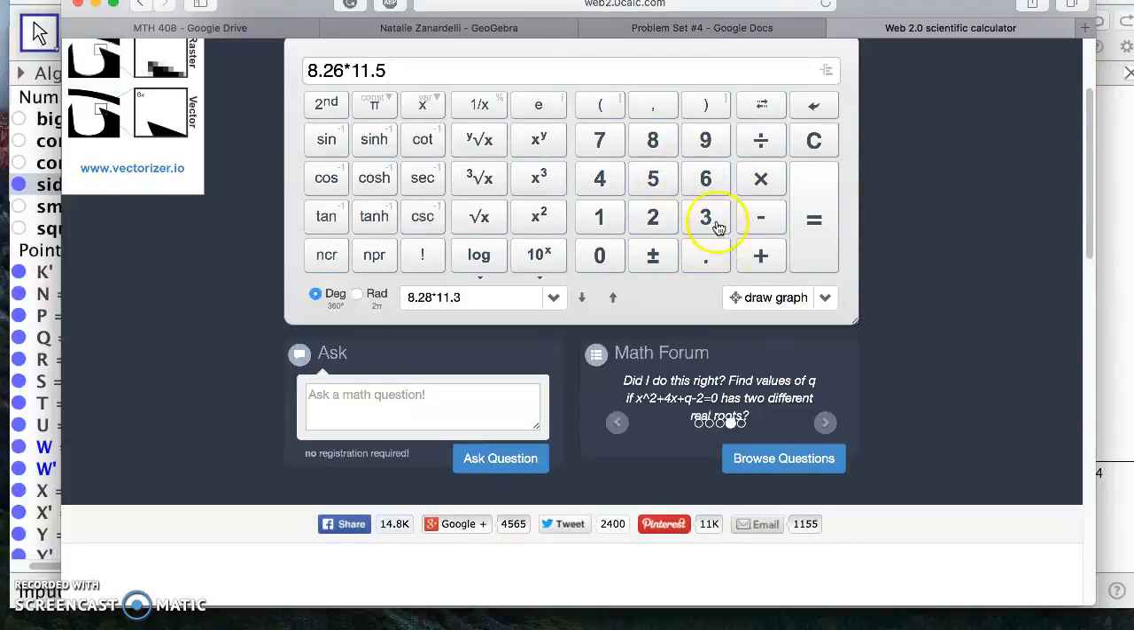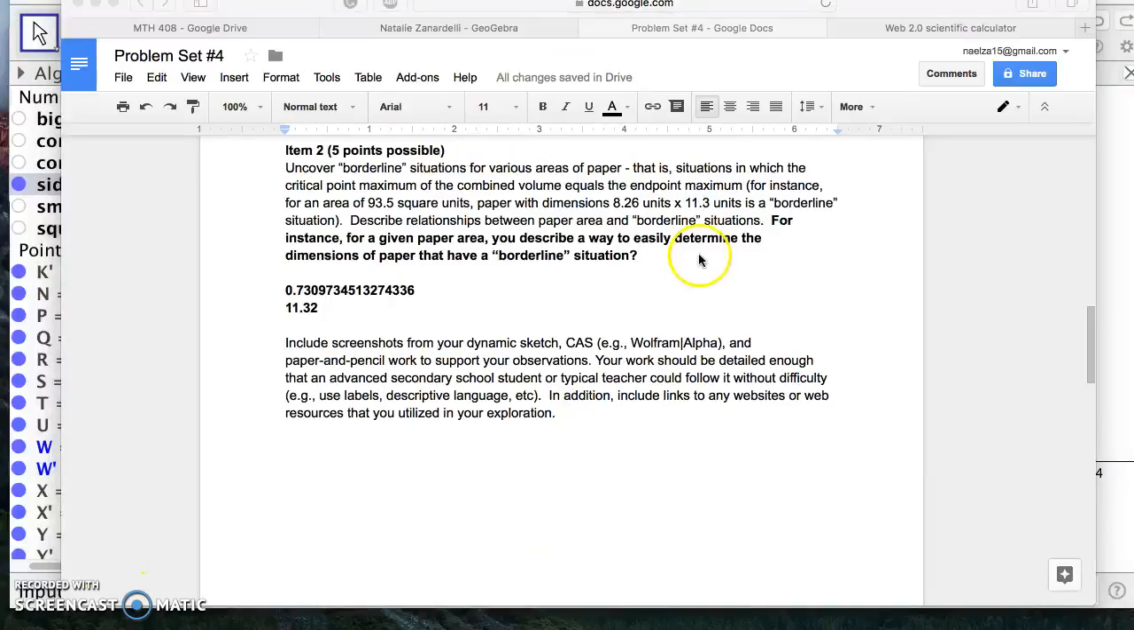So on the other side, if I do 8.26 times 11.32, which is 0.02 difference from what it was before, which is 11.3, then I get, once again, relatively the same area as I did before. So therefore, an easy way to determine the dimensions of a paper that have a borderline situation is to be within 0.02 units of one of the dimensions, so rather this units or this units.